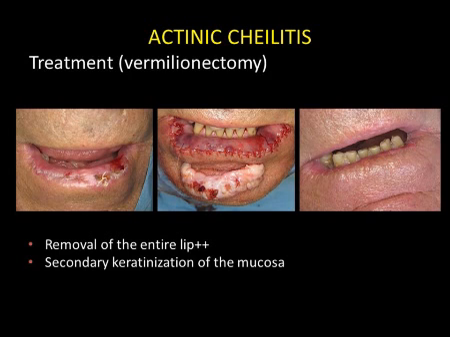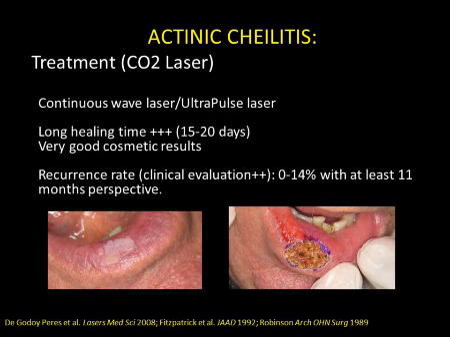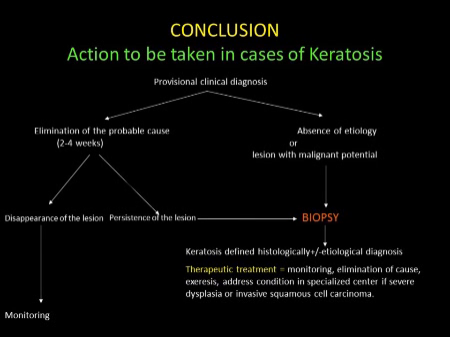Treatment is necessary. Treatment of generalized actinic cheilitis will be based on vermilionectomy, which consists in the exeresis of the entire vermilion zone of the lip. When it is more localized, laser vaporization treatment may be indicated. In conclusion, when dealing with a keratotic lesion of the oral mucosa, a clinical and, in most cases, provisional diagnosis must be made, followed by analytical tests in the anatomical pathology laboratory.